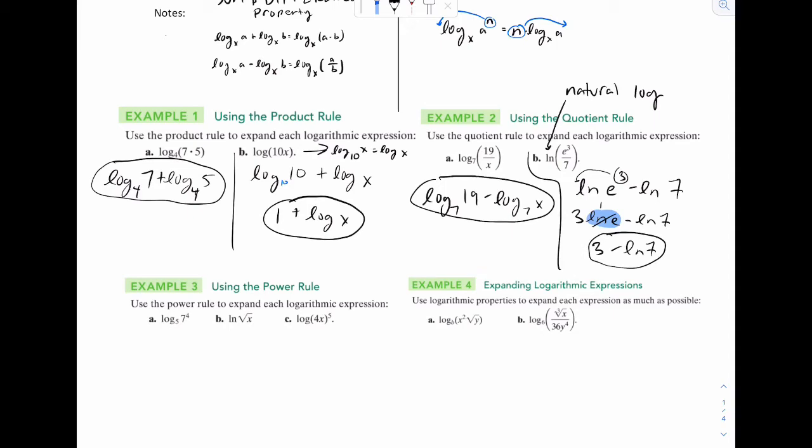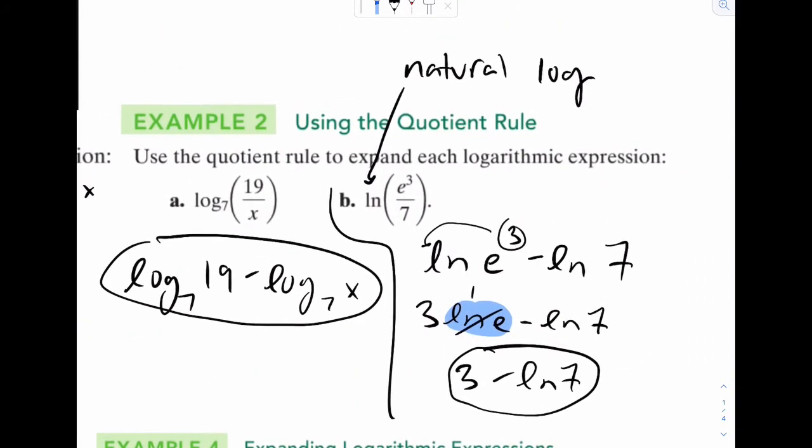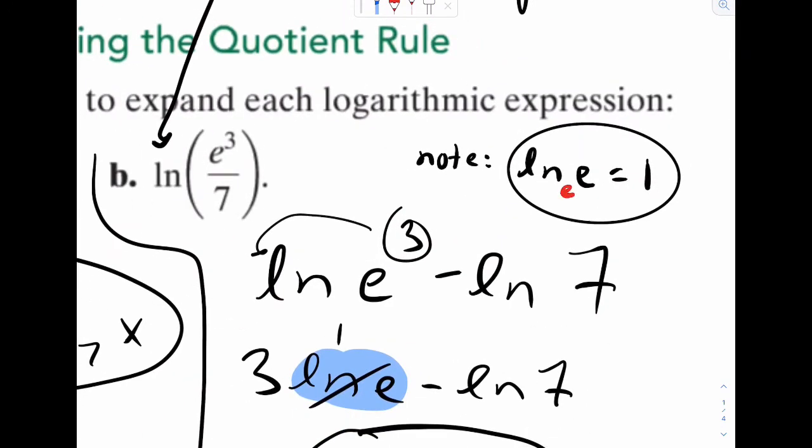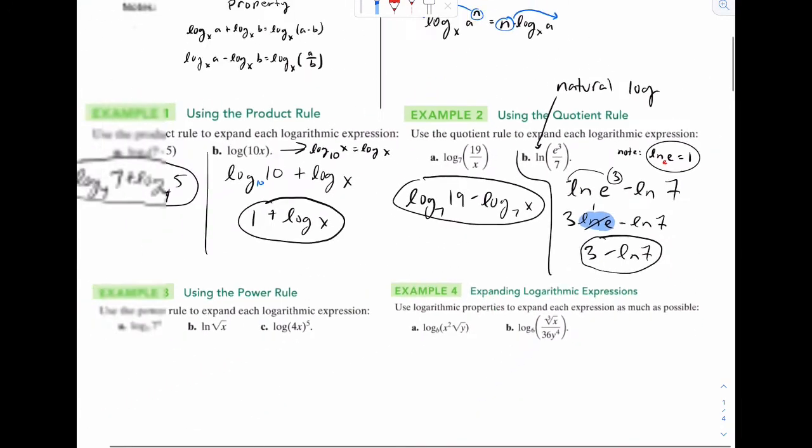And if you're not sure how I did that, make a quick note here that natural log of e is equal to 1. And the reason that is, is because natural log, the base is assumed to be e. So if those match, of course it should be the number 1.